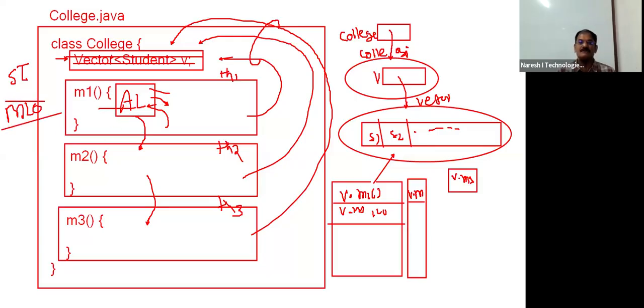Then which collection do I have to use? Vector or ArrayList? Tell me. In a project, 100%, not even 99%, I am saying 100%, which collection is used? Vector or ArrayList? ArrayList will be used. Why? Let us try to understand our project again.